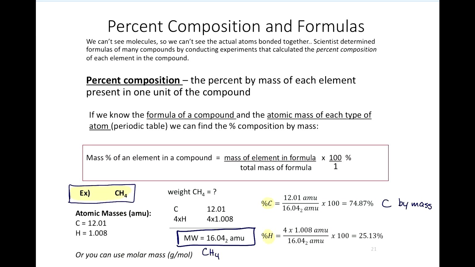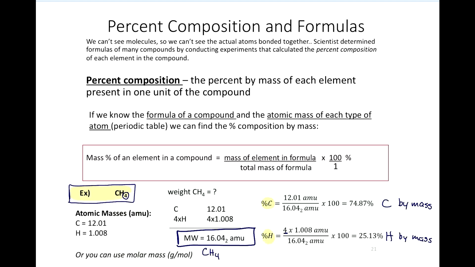Notice that there's 4 hydrogens here because of that chemical formula. So do make sure you account for all 4 of those hydrogen atoms. I'm going to just do 4 times the mass of 1 hydrogen. And again, divide it by the whole, multiply by 100 to get, okay, 25% of that sample is hydrogen atoms by mass. So it's 25% hydrogen by mass.